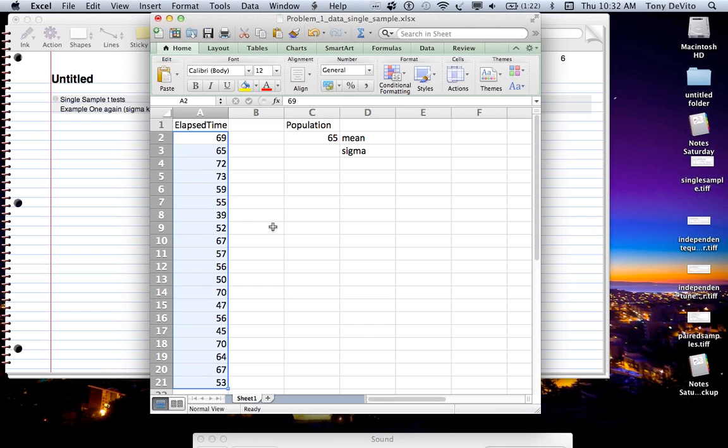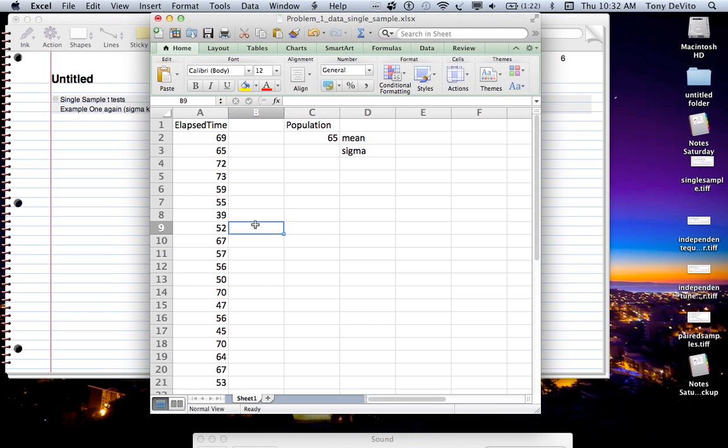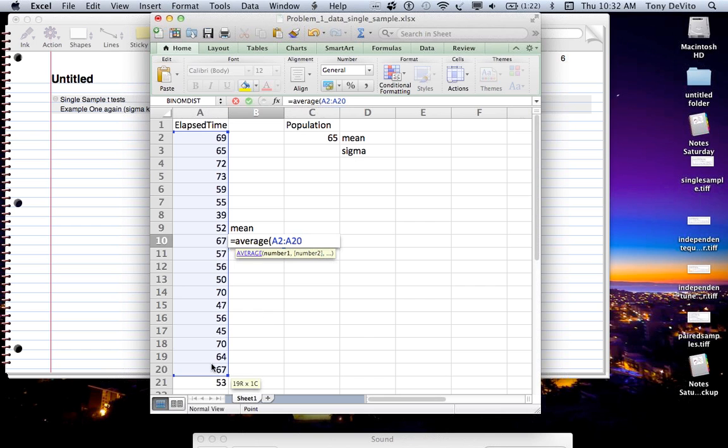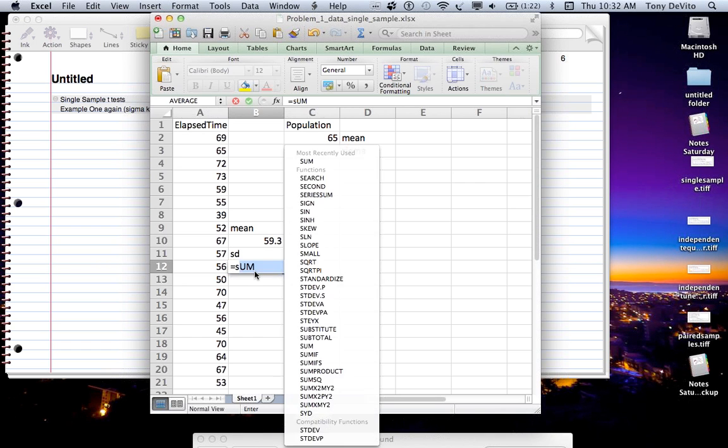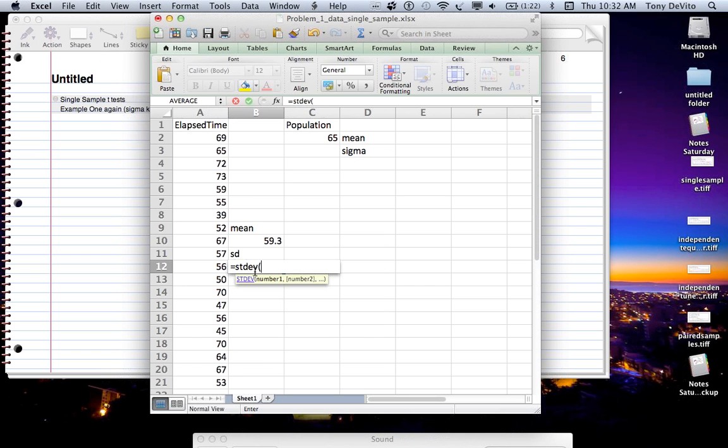So I'm going to calculate the mean here, and that's going to be equal to AVERAGE, parentheses. I'm going to take all these numbers, find the average of them. It's equal to 59.3. I'm going to take the standard deviation of this population. That's equal to STDEV, parentheses, and I'm going to take the standard deviation of this. Enter, and it's 9.8.